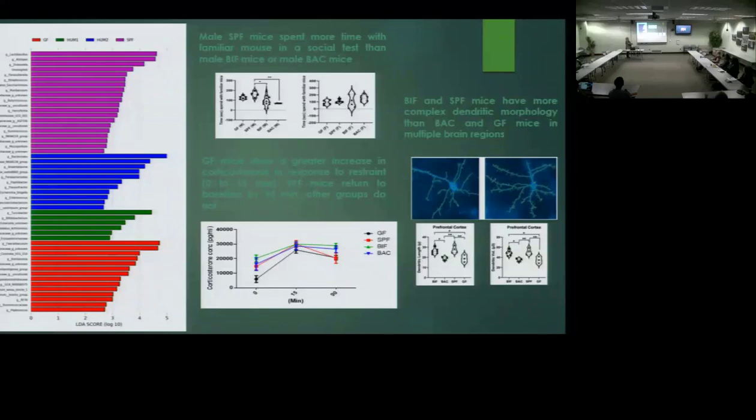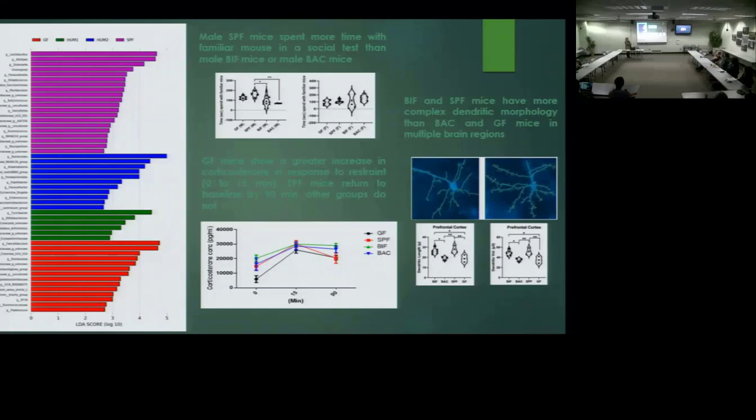And then if you look at the SPF mice, they return to baseline faster than any of the other groups. The other groups stay elevated past the typical end of the test. So again, interesting, but it doesn't tell us much about the difference between the two human groups.